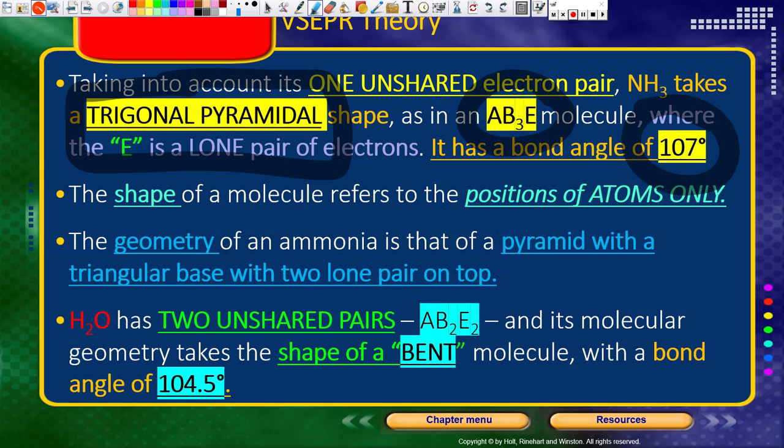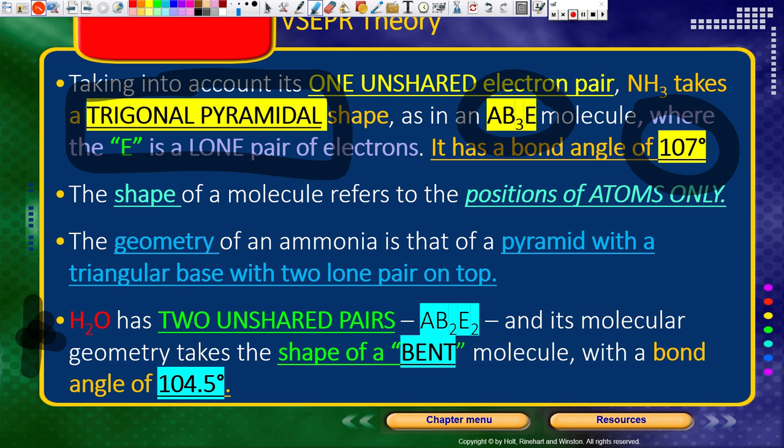Okay? Now the bottom, we'll put a big star beside this one. This is a silly question, but I'm going to ask it anyways. In water, H2O, which one would be the central molecule? Oxygen. Okay? But it has 2 unshared pairs. AB2E2, right? And its molecular geometry takes the shape of bent, which is what angle? 104.5. So I would highlight the 3 blue highlighted words. AB2E2 is bent with a bond angle of 104.5.